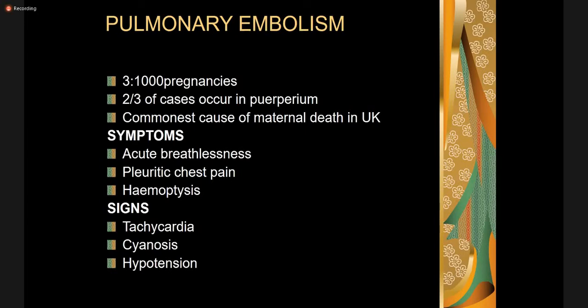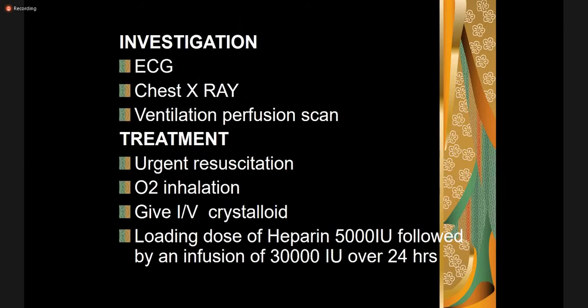Here, the symptoms will be acute breathlessness, pleuritic chest pain, and in some cases the patient may vomit blood. Signs: of course, hypotension. The blood pressure will be low, tachycardia, and the patient will be cyanosed, blue. The patient needs resuscitation, oxygen inhalation, and IV steroid. Along with that, certain investigations are required like ECG, X-ray chest, and ventilation perfusion scan, which is not available in our setup.